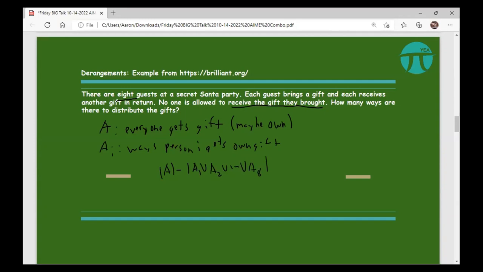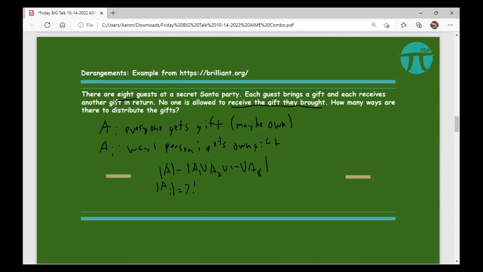Since A_i is the number of ways for person i to receive their own gift, that means there are 7 factorial ways for the rest of the gifts. That's because saying that person i gets their own gift does not affect whether others get their own gift or not. If person i did not get their own gift, that would mean someone else also did not get theirs, but since we know that person i got their own gift, it doesn't affect anything else. So A_i is equal to 7 factorial.